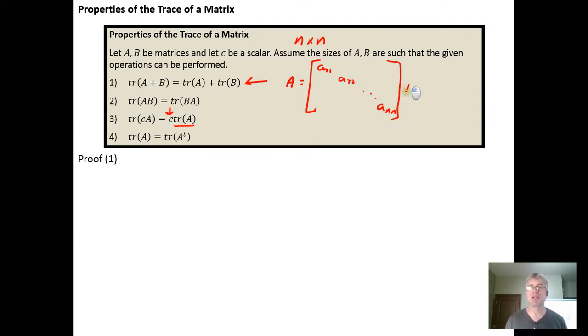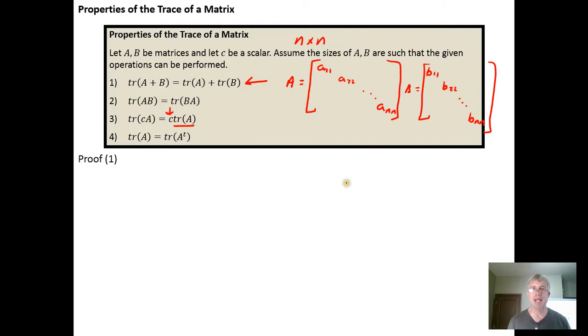And matrix B is going to be kind of the same. We don't need to know what the other entries look like because the trace only cares about the main diagonal. So for B, it's going to be b11, b22, all the way down to b_nn, the last element on the diagonal.